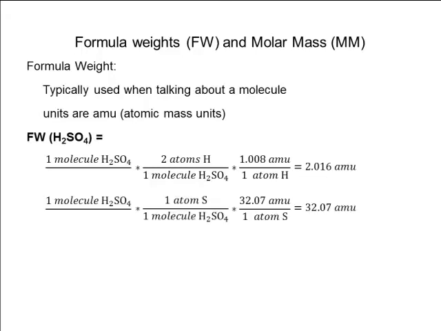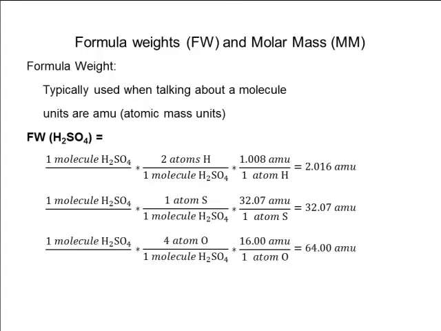We can do that for the sulfur and end up with 32.07 AMUs. We can do that for the oxygen and end up with 64.00 AMUs. So we've calculated the atomic mass for each part of the formula: the hydrogen, the sulfur, and the oxygen. We want it for the entire thing, so we add them all together and get 98.09 AMUs. The formula weight for H2SO4 is 98.09 AMUs.